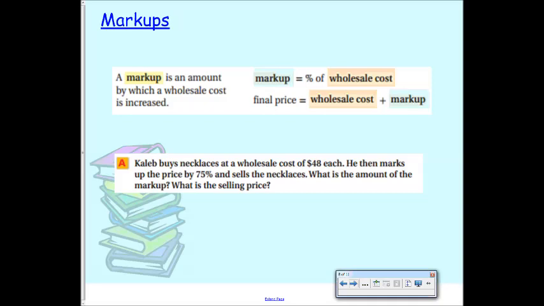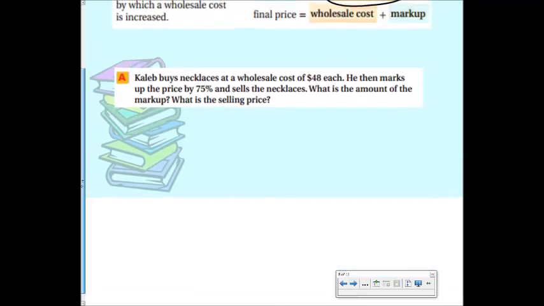And that right here, wholesale cost, that's like $10 or whatever it costs to make the skirt. That's how much it actually costs for materials, for the person who operates the machine that makes the skirt. That's our wholesale cost. And they mark it up a certain percent. Okay? So let's say, for example, Caleb here buys necklaces at a wholesale cost of $48 each. And then he marks up the price by 75%. And he sells the necklaces. So I want to figure out how much he's selling them for.